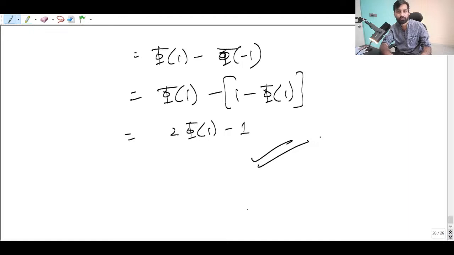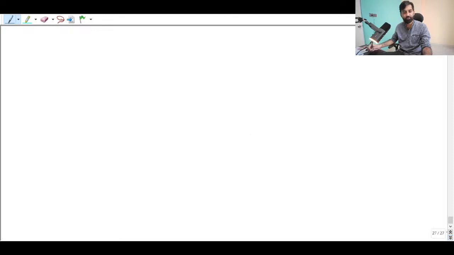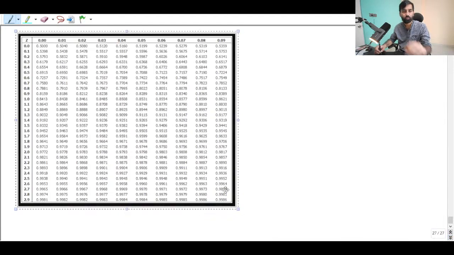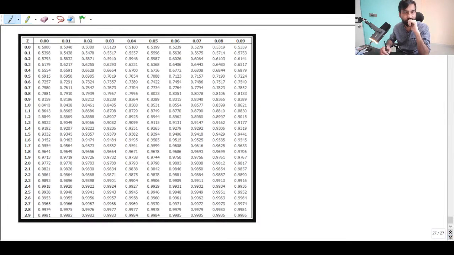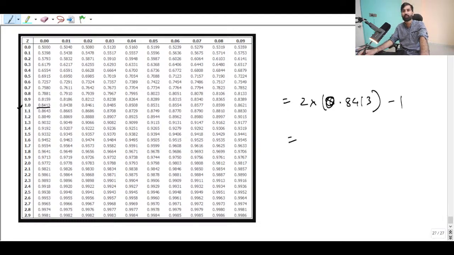So we have to take phi 1, right? That is z equal to 1. Let me see what value is there. This z equal to 1 is here, see what the value is. Okay, so that answer is 2 into 0.8413 minus 1. If you solve this, I think you can now get the answer, right?